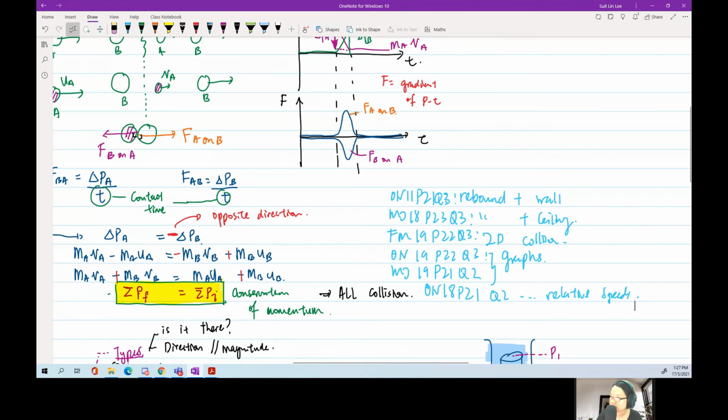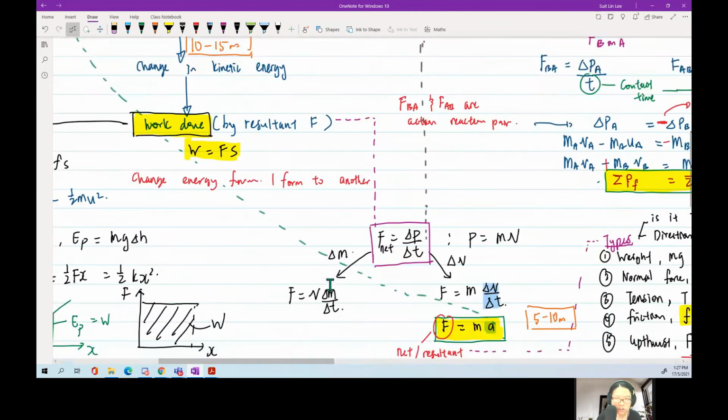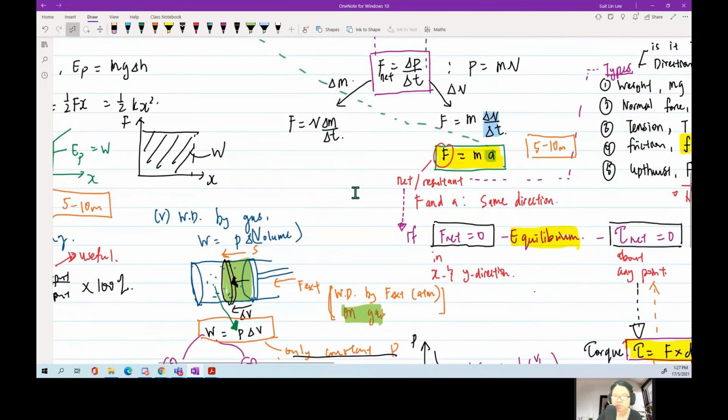Right, what else? This part here. Change in momentum. The change in mass was strangely popular. ON18 paper 22 question 3. ON18 paper 23 question 3. Go try these two. This F equals ma one is so common that I don't think I need to specify any example. I think you will have encountered it somewhere along the way by this point now. Okay.